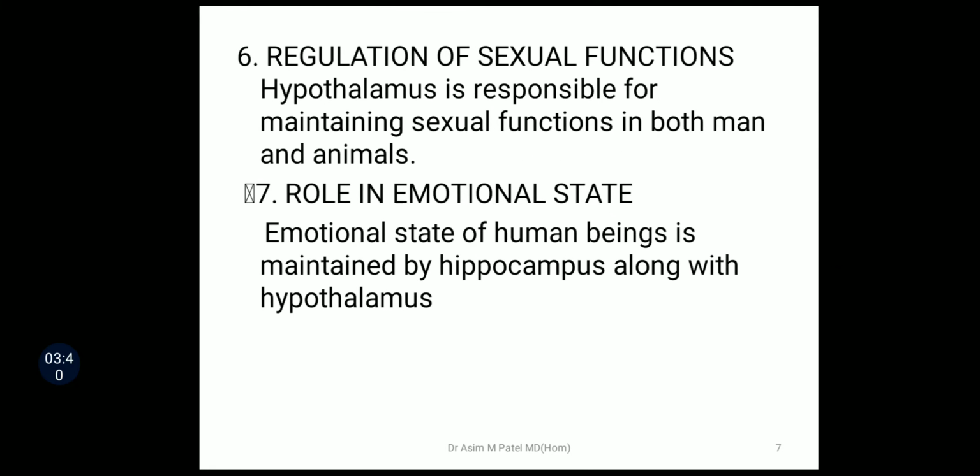Then the sixth function is regulation of sexual functions, which is again a function of the hypothalamus. The hypothalamus is responsible for maintaining sexual functions in both man and animals. Then the last one, and a very important function, is the role in emotional state. The emotional state of human beings is maintained by the hippocampus along with the hypothalamus. So the limbic system is mainly concerned with maintaining the emotional state and behavior of an individual along with the hypothalamus.